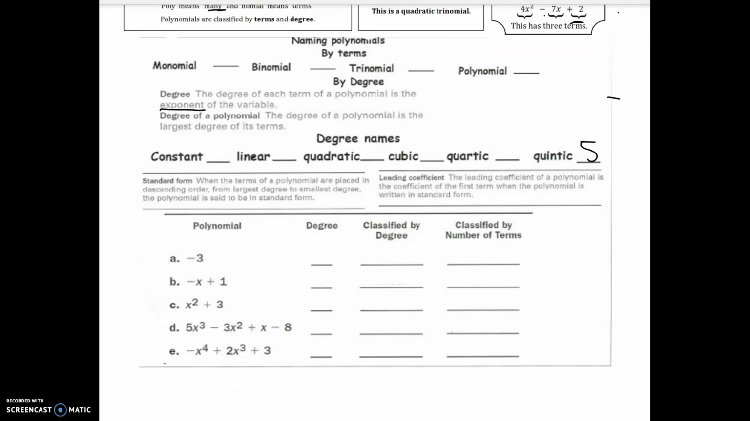All right, you ready? Let's go. On A, you'll notice that the degree is 0, which means there's no exponent. So if the degree is 0, then we are going to call this a constant. And classify it by terms, well, there's only one term. So we're going to call it a monomial. One term.